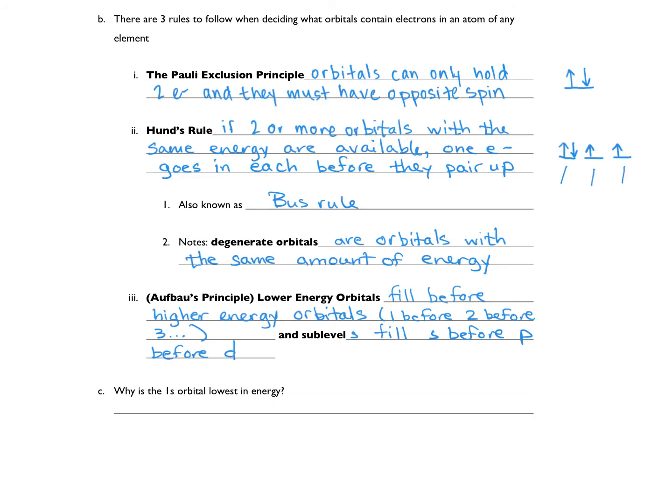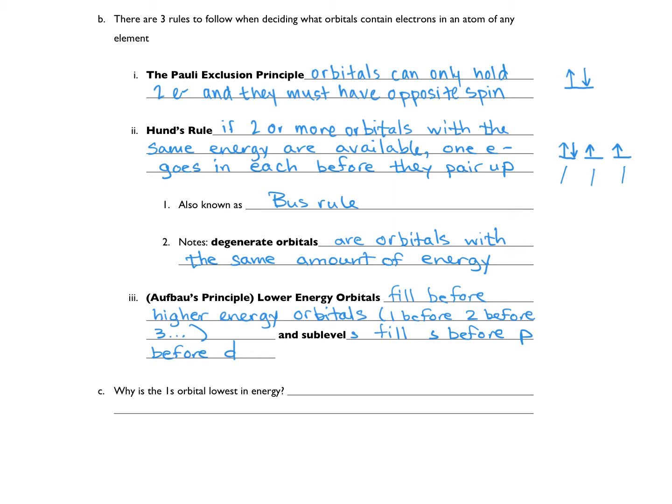The last rule in writing electron configurations is Aufbau's principle, and it says that lower energy orbitals have to fill before higher energy orbitals. So the first one, 1, has to fill before 2, before 3, just like you would count. And sublevels have to fill S before P before D. That sounds a little confusing now, but we'll talk more about it later.